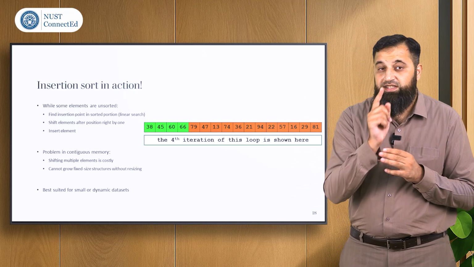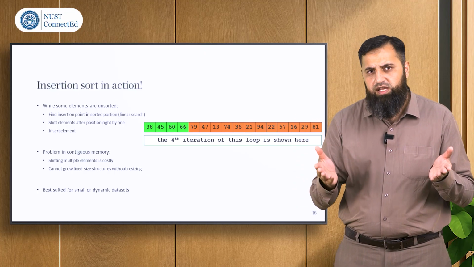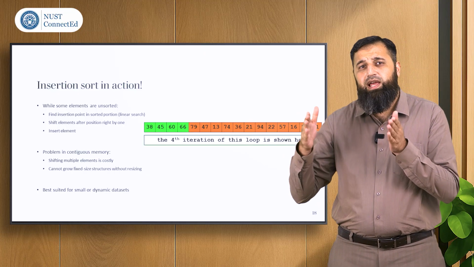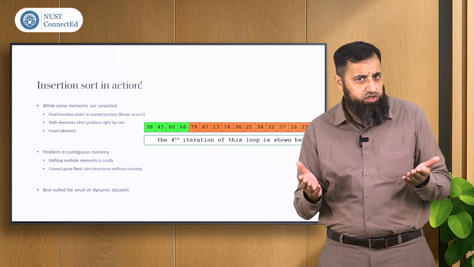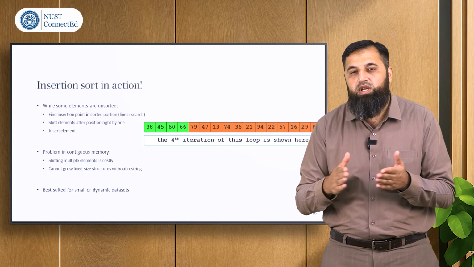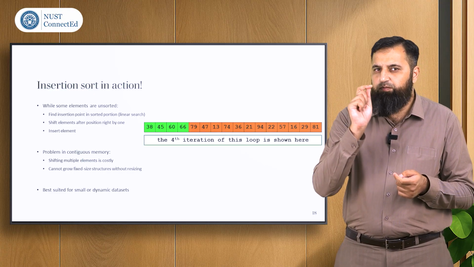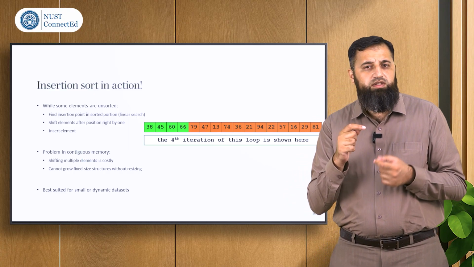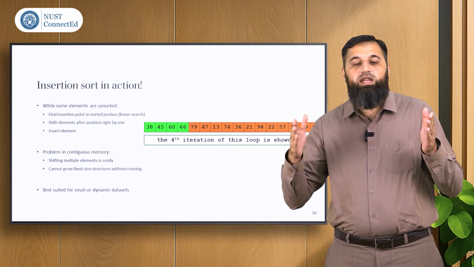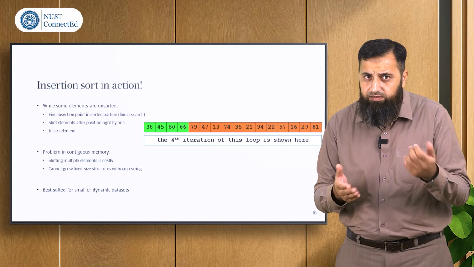However, there is a catch. In contiguous memory structures like arrays, shifting multiple elements can be costly. And fixed size structures can't grow without resizing. This means insertion sort is best suited for small datasets or data structures that can grow and shrink easily, like linked lists or dynamic arrays.